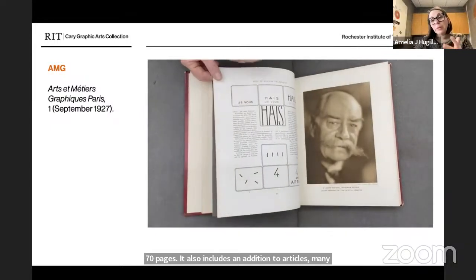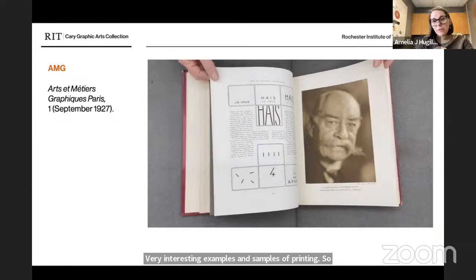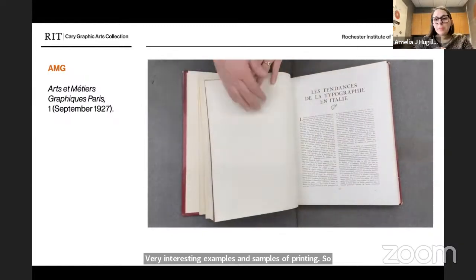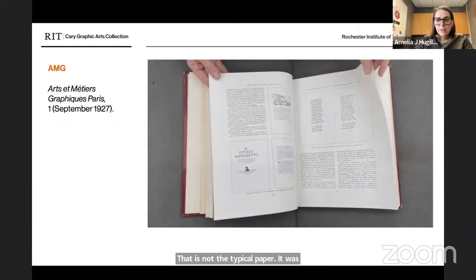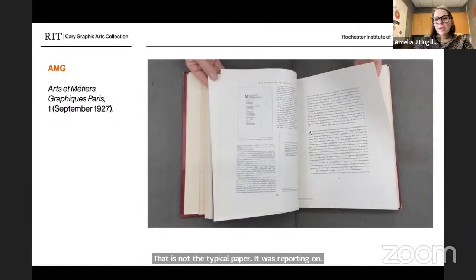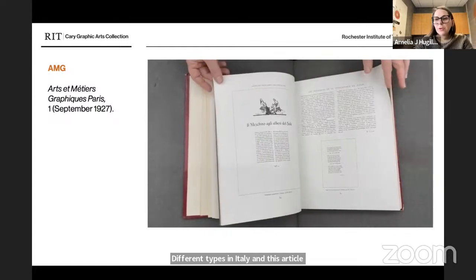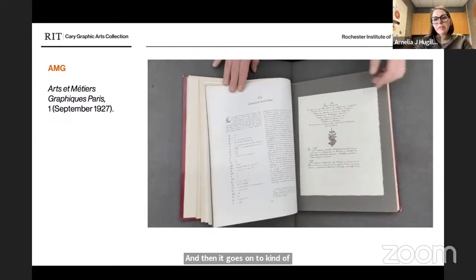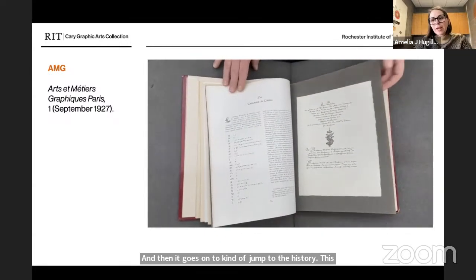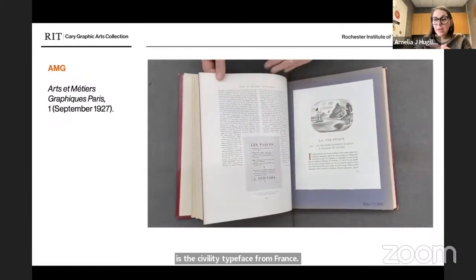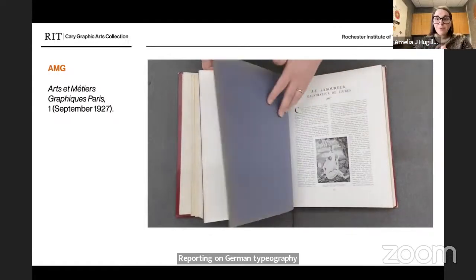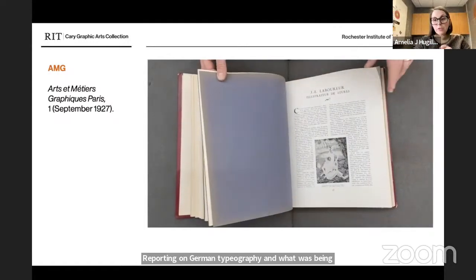So tipped in, this one happens to be a photograph that is not the typical paper. It was reporting on different types in Italy in this article. And then it goes on to kind of jump to the history. This is the Civilité typeface from France, reporting on German typography and what was being released in fine press books or the illustrators of books.